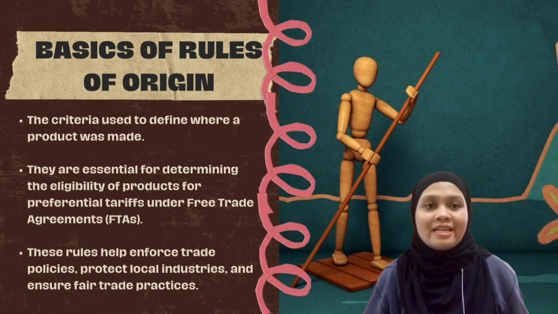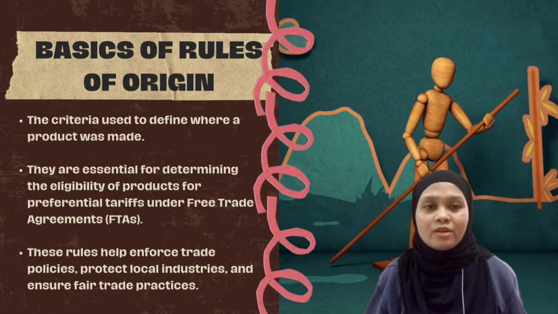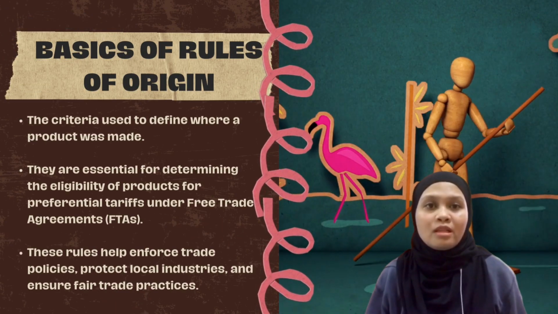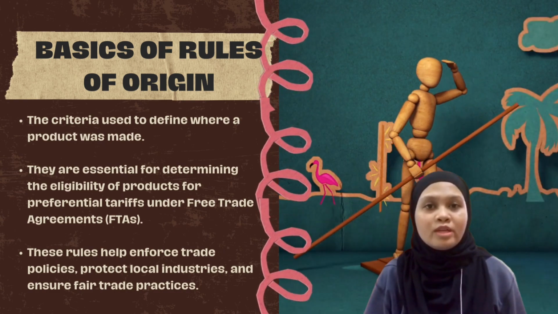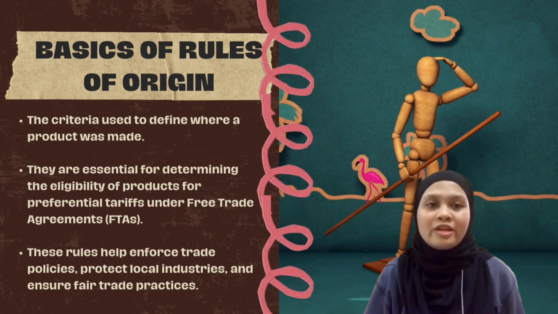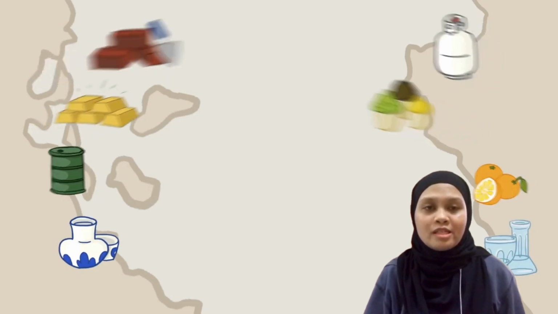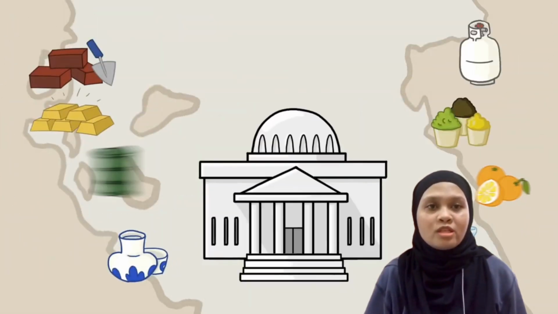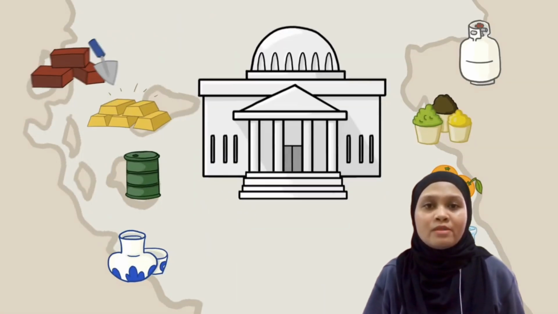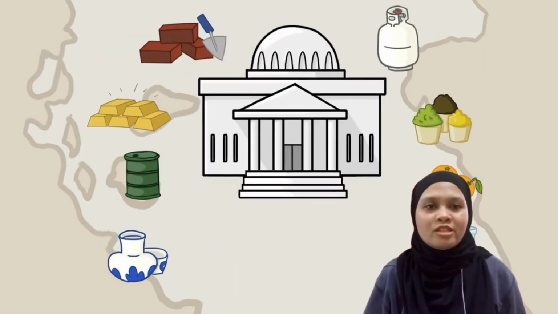Rules of origin are used to define where a product was made. They are essential for determining the eligibility of the product for preferential tariffs under free trade agreements. These rules help enforce trade policies, protect local industry, and ensure fair trade practice. It also targets the insurer and compensation to customers, subject to certain terms and conditions.